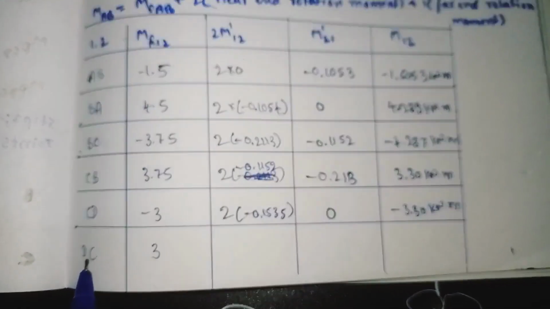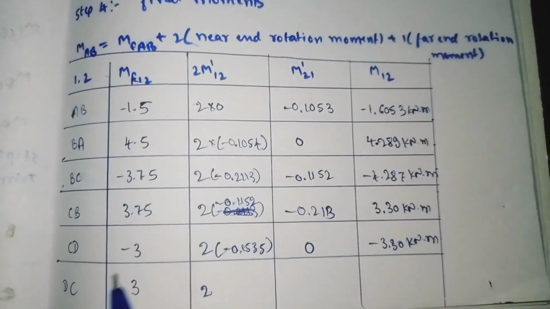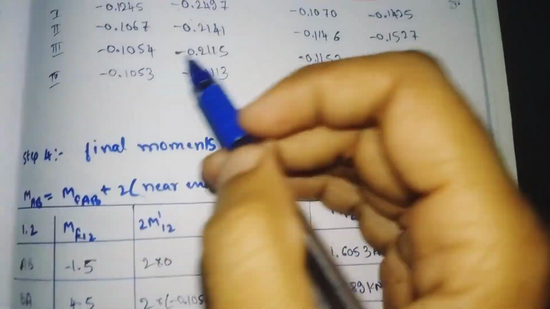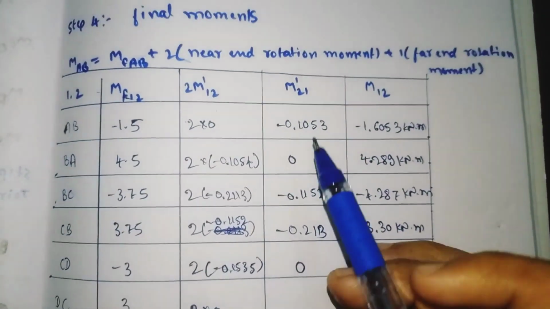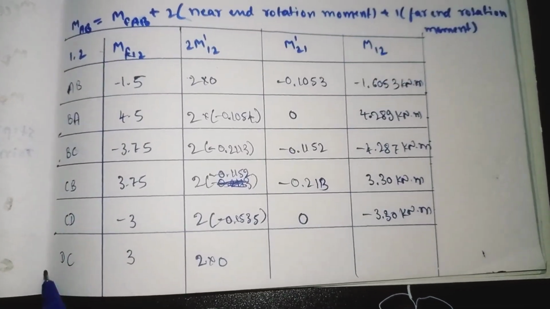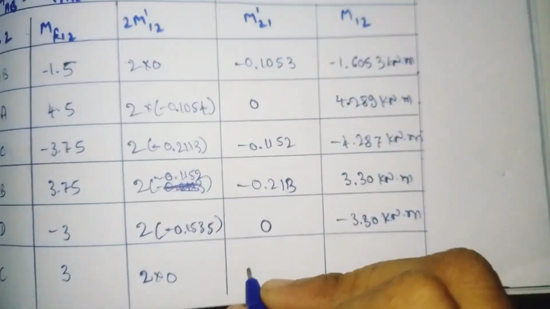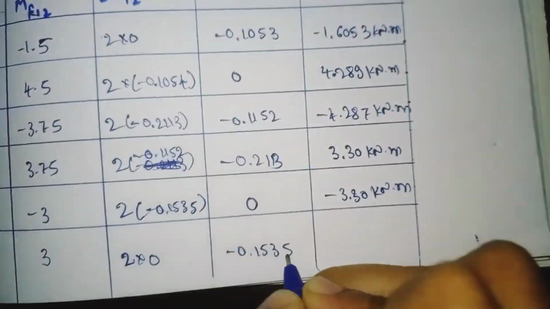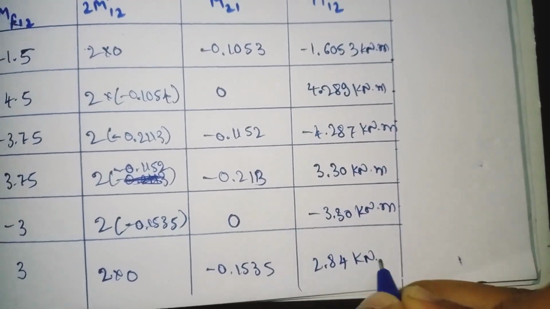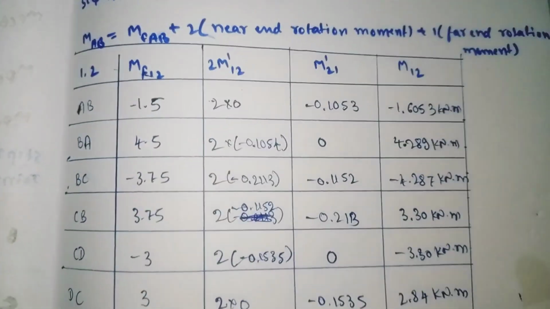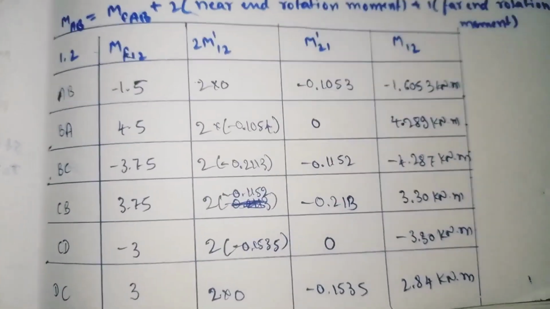Similarly for member DC, the fixed end moment we got was 3, and 2 into the rotation factor of DC. There is no rotation factor for DC, so keep it as 0. And M dash 21 is nothing but the rotation factor of CD. So the rotation factor of CD we got was minus 0.1535. So now add these three, it will come out as 2.84 kilonewton meter. So this is how we calculate the final moment. So these all are values, nothing but our final moment. I hope you all have understood. So our fourth step is completed here.